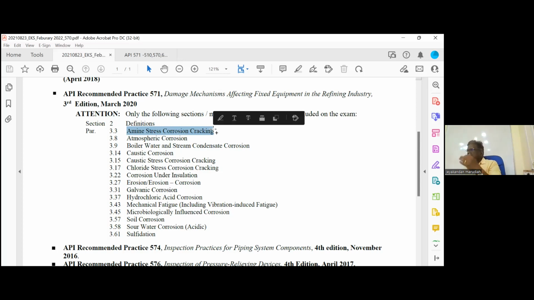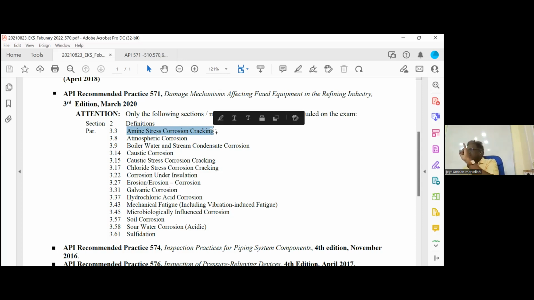So, I used to tell before the exam, only two code books you have to read repeatedly: 570 and 571. The reason: 570 is the most important code. 571 is a tough code. In 571, whatever we have highlighted, only read that. Questions will be asked from that only. No need to read the entire code book. We highlighted almost 40% in 571, and in 570 we highlighted 80%. So we have to read it repeatedly.